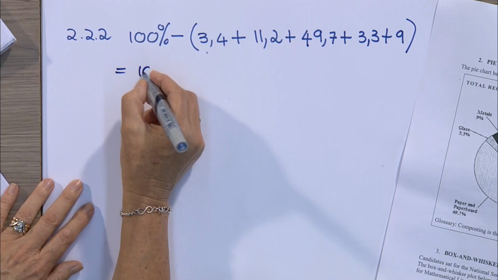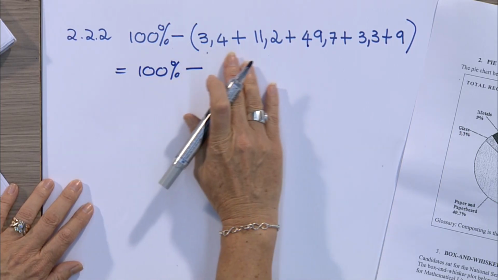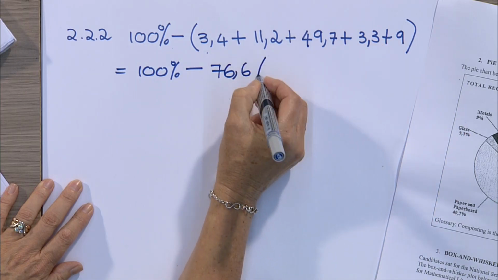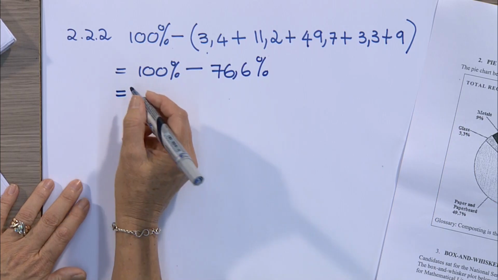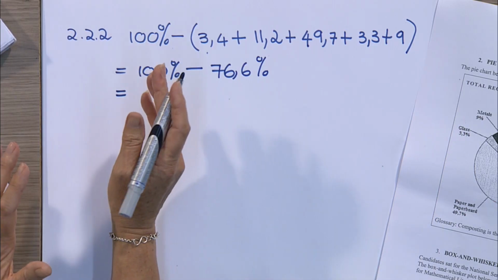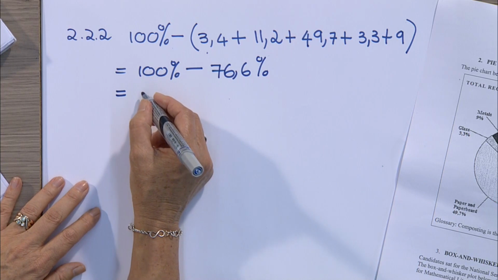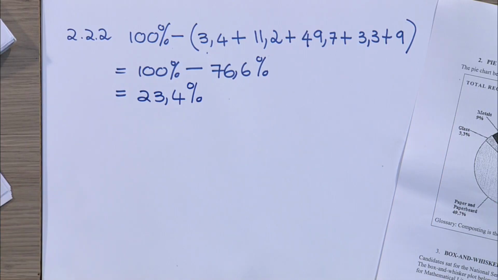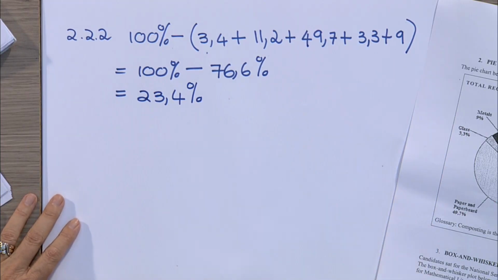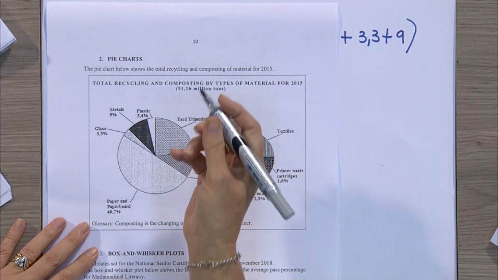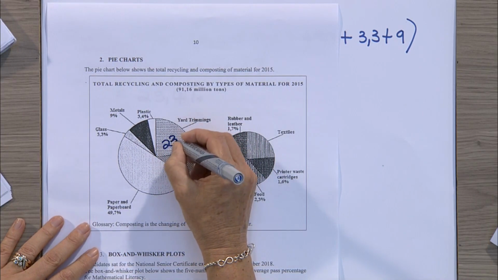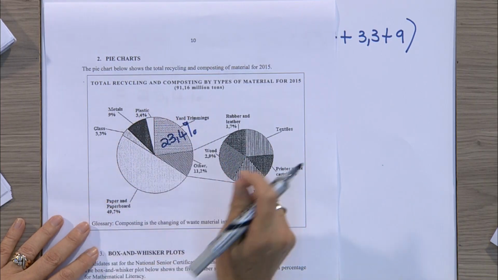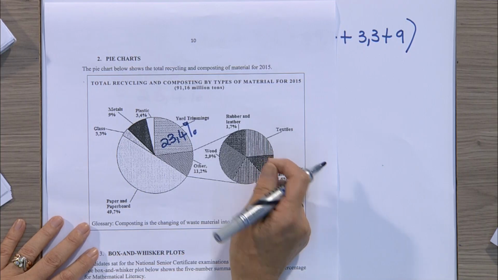So I will then add them all up, and if I add all of those, I will get 76.6%. Then I minus it from 100. Why? The pie chart is 100% in the whole. It's 100%, and it's 23.4%, which is the missing component for yard trimmings. So then I have that. Then I know that this is 23.4%. If I add up all of those now, it will add up to 100%.